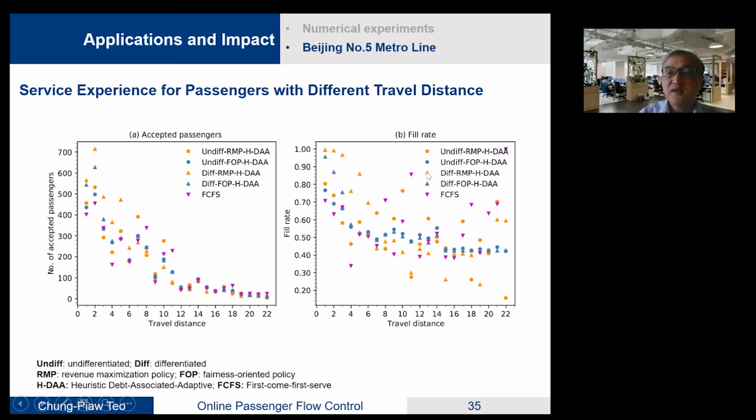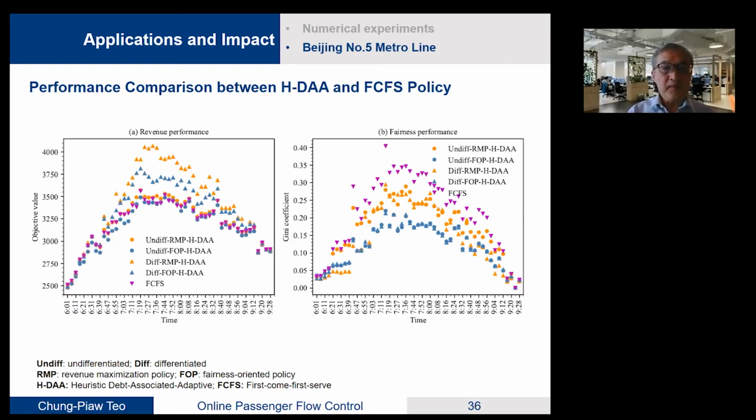The point you need to pay attention to is the differentiated RMH. So this is the orange triangle pointing up. You can see that for most of the travel distances it is always on the higher end compared to many of the other kinds of policies. Also revenue at different points in time. So the gazing heuristic to do admission control seems fairly promising.